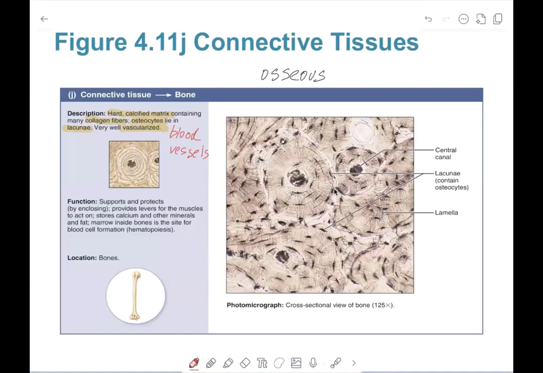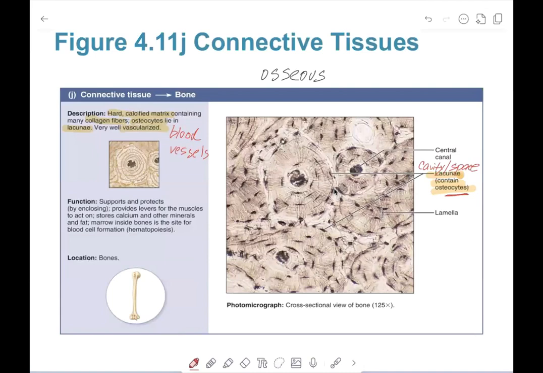It also has these lacunae, and lacunae is plural for lacuna, and a lacuna is a cavity or a small space where an osteocyte resides. Remember, we also were introduced to that word for a chondrocyte. So again, remember that when it ends in cyte, it's a mature cell. When it ends in blast, that means it's an immature cell.